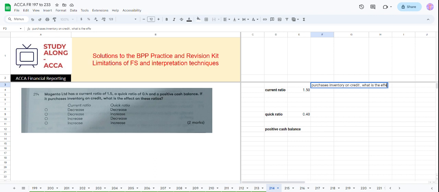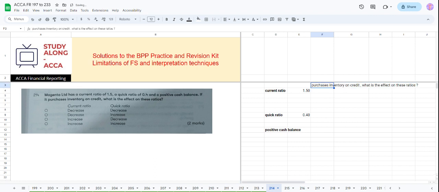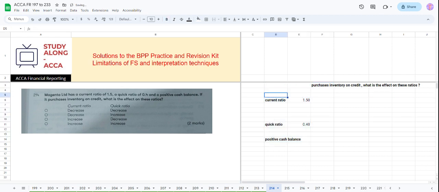What is the effect on these ratios? That is the question. We will spend some time here. What is the formula for current ratio? We take current assets and we divide it by current liabilities, right?